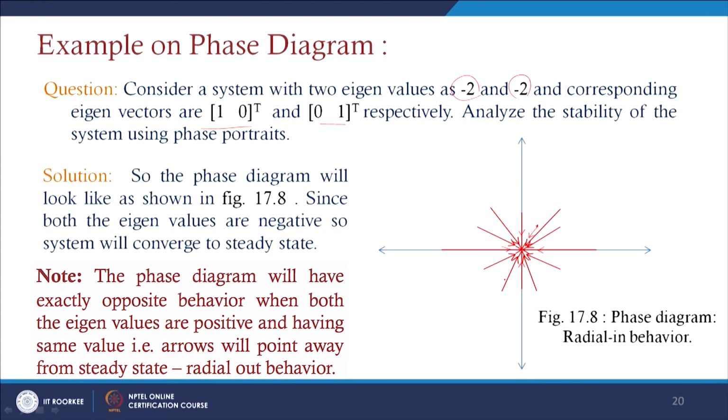The phase diagram will have exactly the opposite behavior if both these eigenvalues are positive. This means that if both values are positive, the values will go outwards from the origin, and any arbitrary point you choose will also move outward from there.